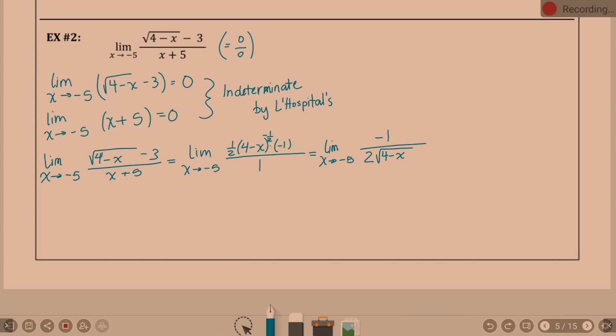Now, have you tried it? Does it work this time? Well, okay, here's the deal. I'm not getting an indeterminate form, because on top, what am I getting? Negative 1. So I know I'm not getting anything bad.